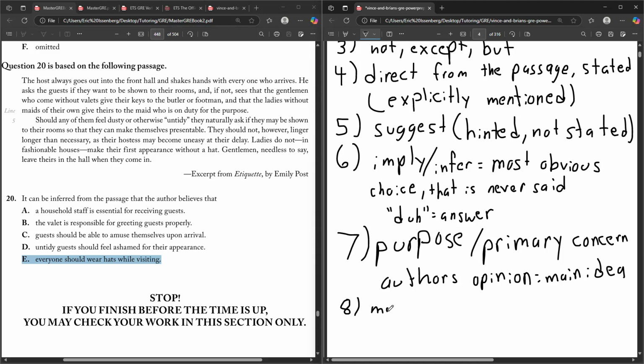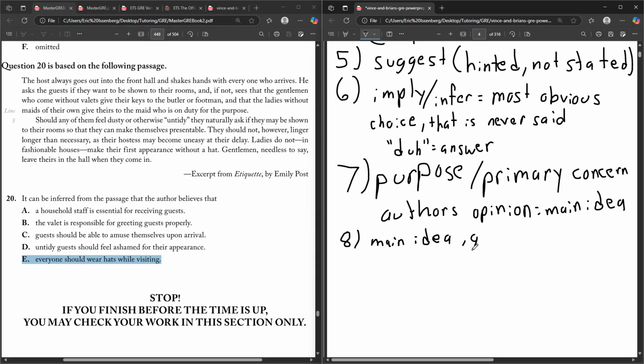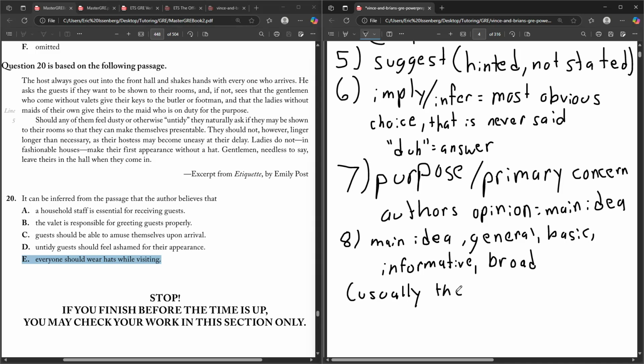The main idea is usually general, basic, informative, broad is very important, and usually the first or last sentence. Okay. Main idea, general, basic, informative, broad, usually the first or last sentence.